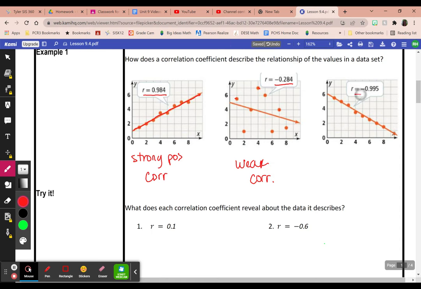And then we have over here negative 0.995. And you can see, again, they're all going down together. They're all really close to our line of best fit. So we would call this a strong negative correlation. Just giving an example of what they all look like, okay?